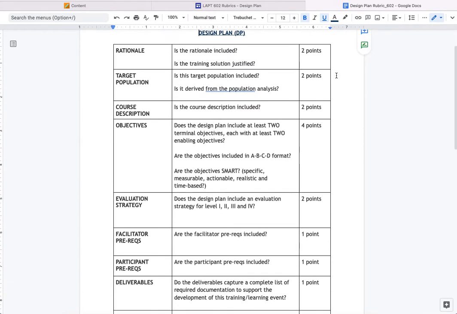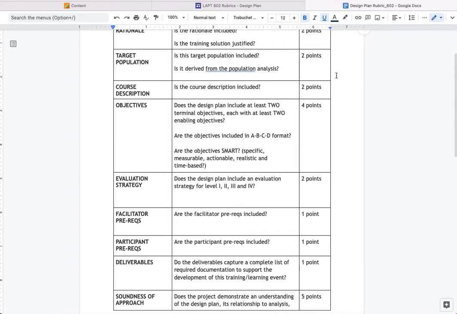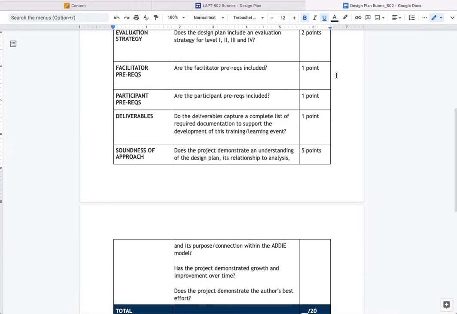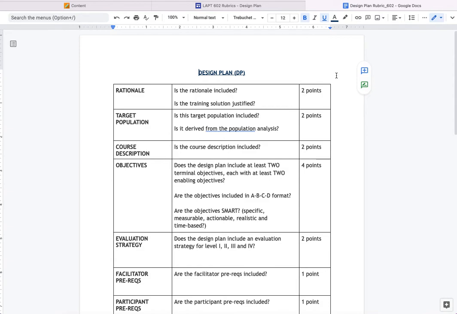A design plan should include a rationale, a target population derived from the population analysis or the learner analysis, a description of your course, objectives in ABCD format, including your audience, behavior, condition, and degree statements. It should include a 4-part evaluation strategy based on Kirkpatrick. It should tell us any prerequisites that you recommend for the facilitator as well as the participants, deliverables you recommend, and then my subjective evaluation of an objective evaluation on the soundness of approach.